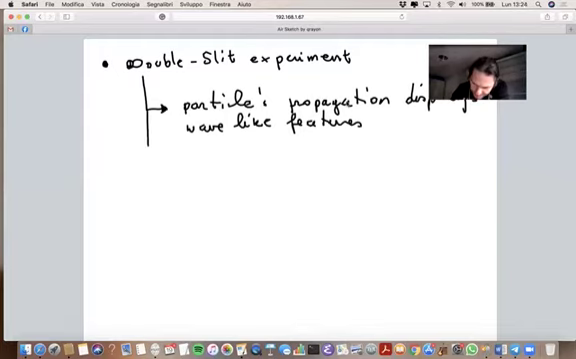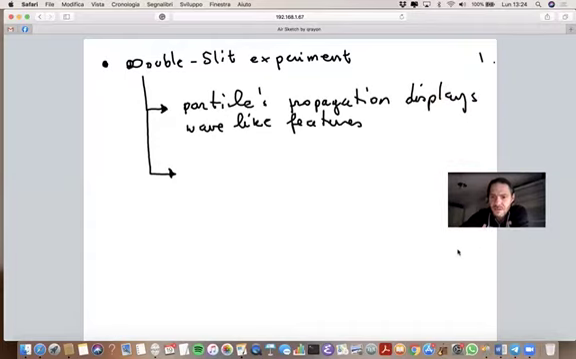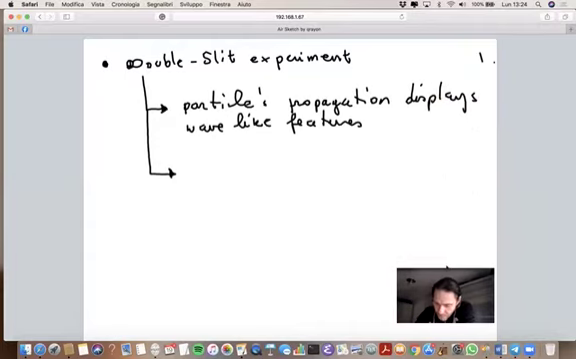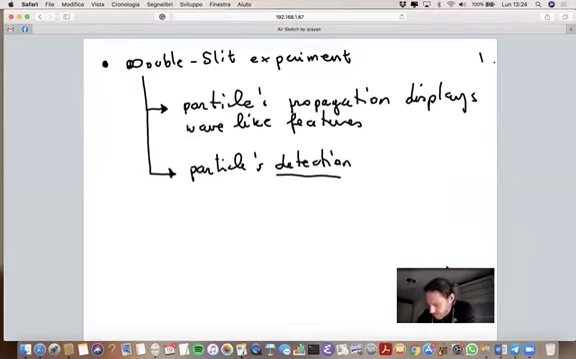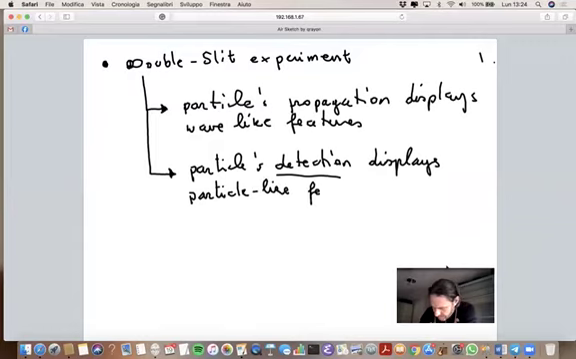And the second important conclusion we drew from the discussion of the double slit experiment was that particle detection displays particle-like features. So let me remind you where these two statements come from.